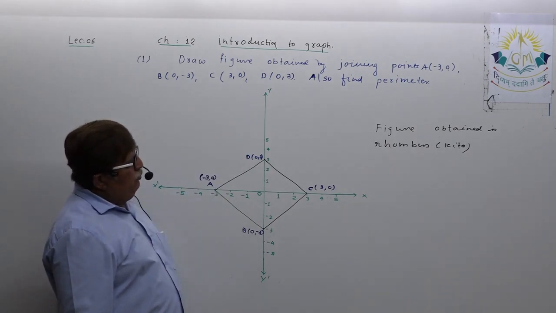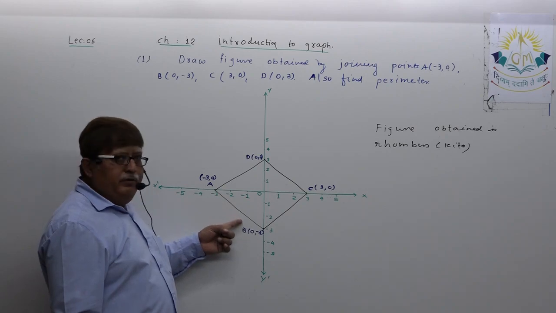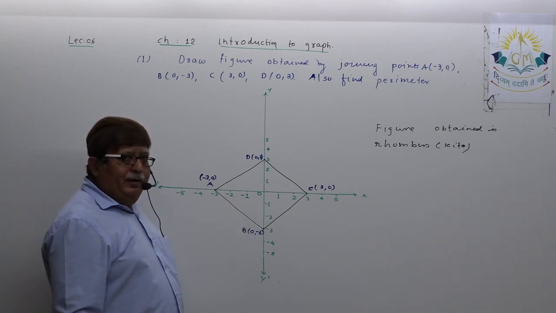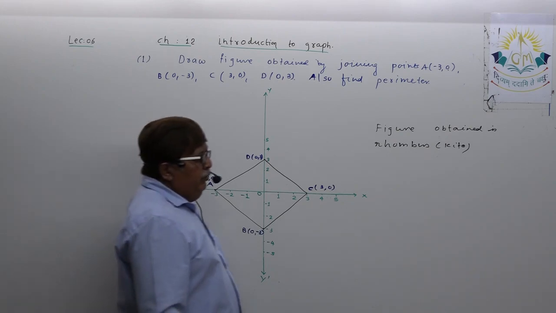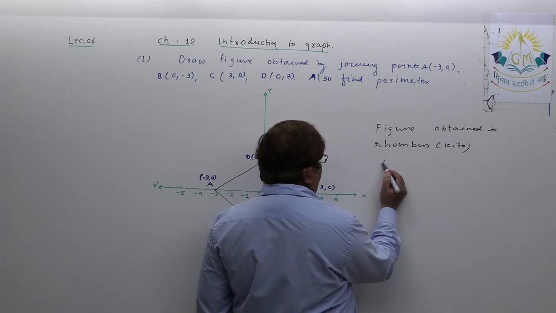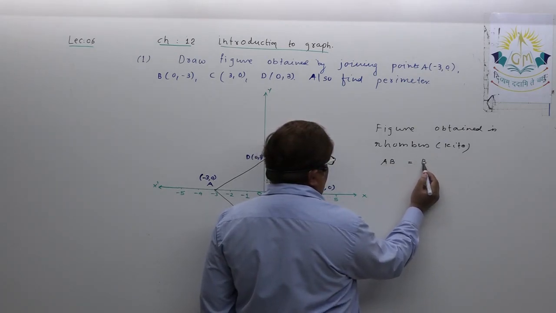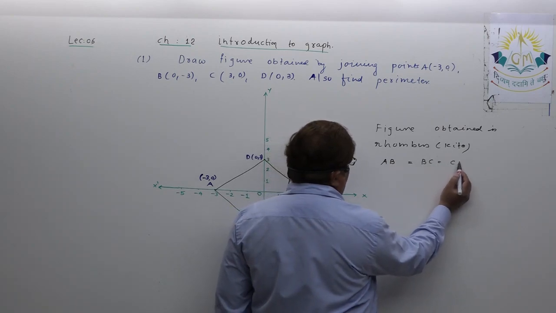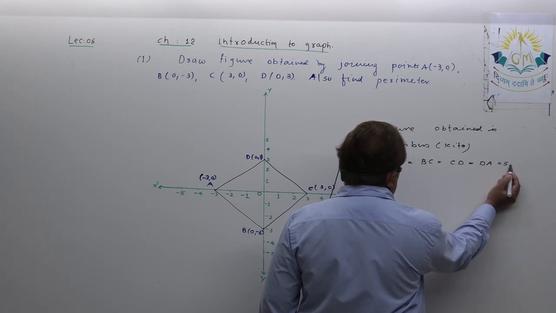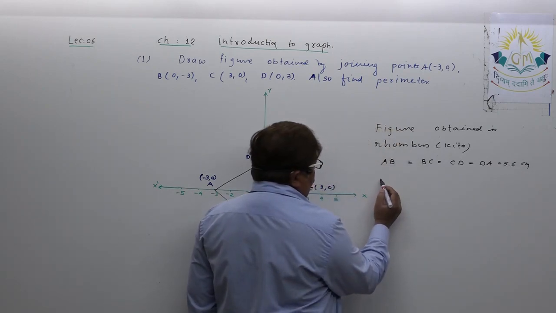You also have to find the perimeter. So you just measure all this with the help of a foot ruler, and around 5.6 you will get. Understand? So I may write this way: AB equals BC equals CD equals DA equals 5.6 centimeter.